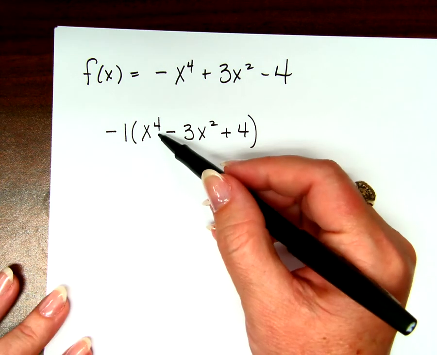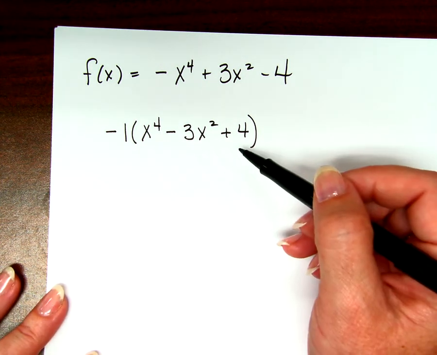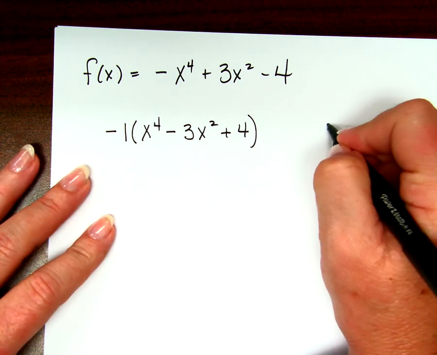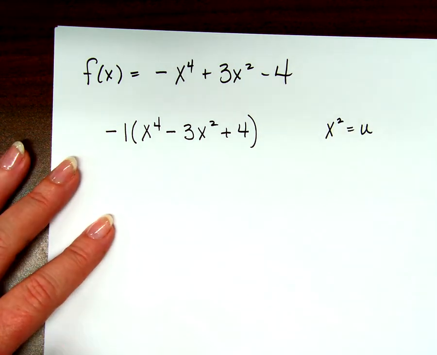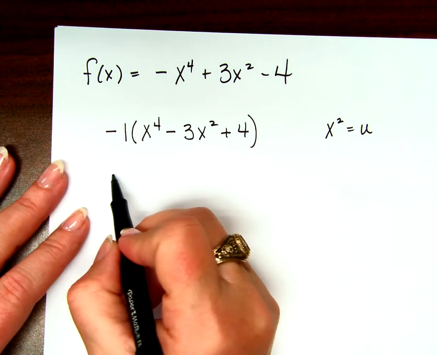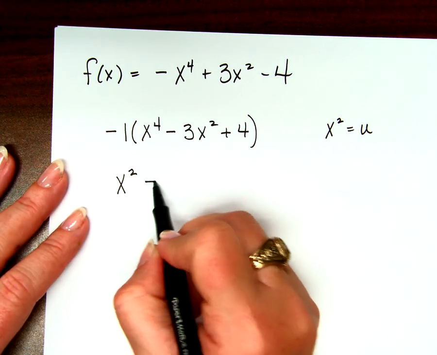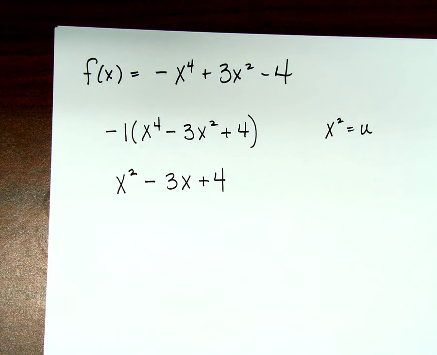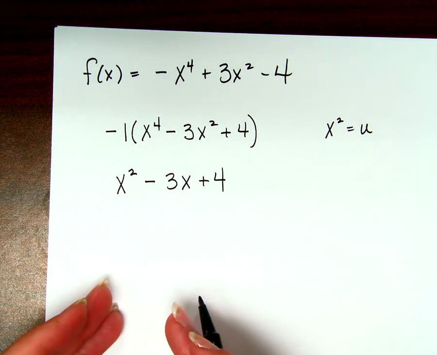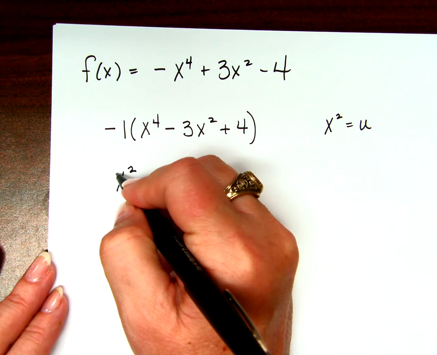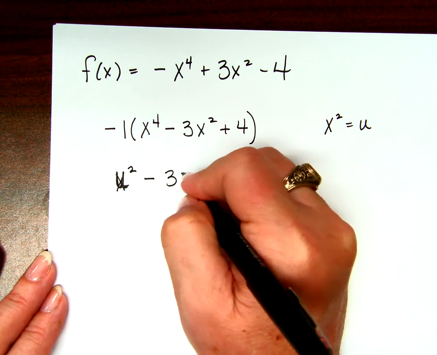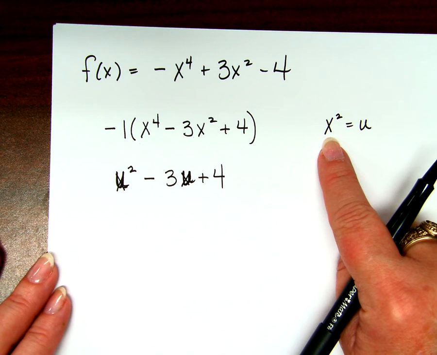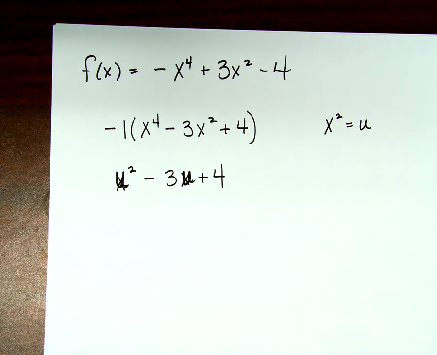So we would probably do a u substitution on this problem. You remember when we did u substitutions before? We would say x squared equals u. And we would say u squared minus 3u plus 4. And we could solve this with the quadratic formula, couldn't we? Once we found out what our u was, I would plug it back in with an x squared, and then I would have to take the square root of both sides to solve for our answer.